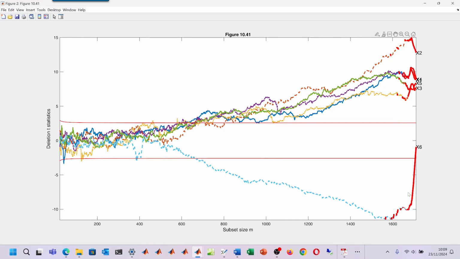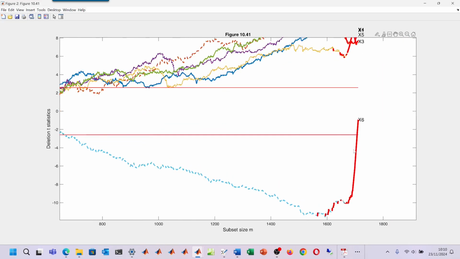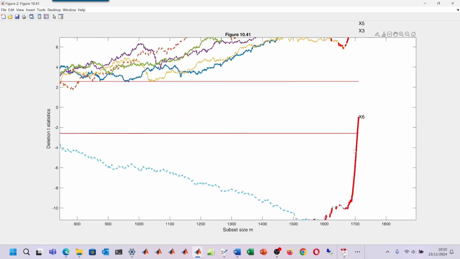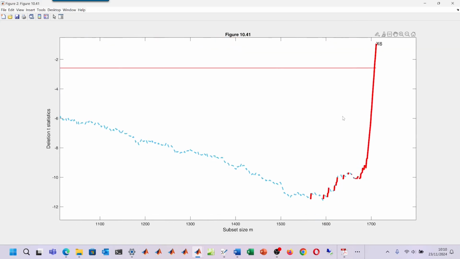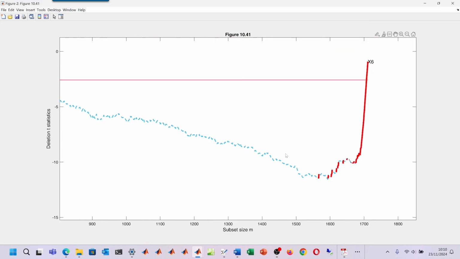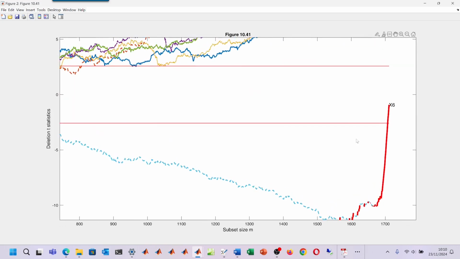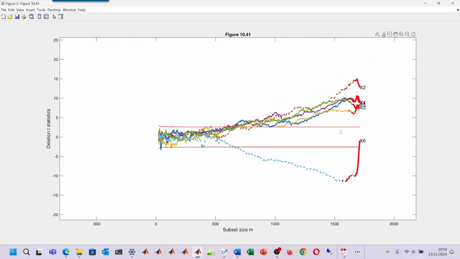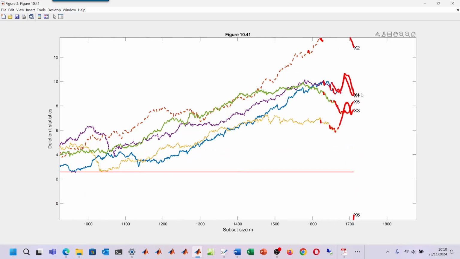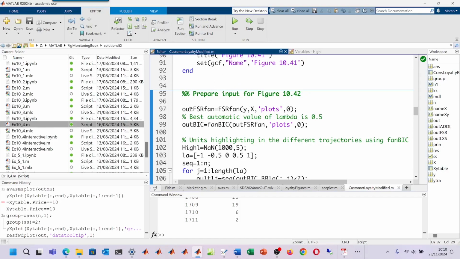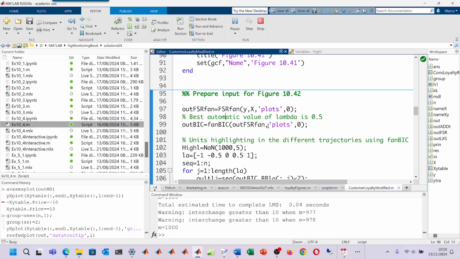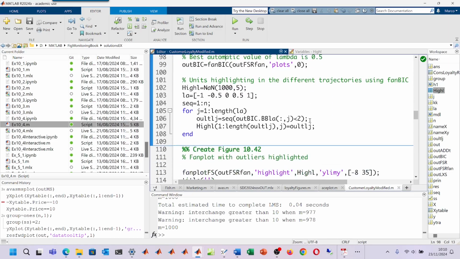And this gives our figure 10.41. It is quite clear that, particularly for the lowest trajectory, which is x6, the introduction of these outlying observations has an enormous effect. The variable goes from being highly significant to being non-significant. The effect on the other trajectories is nothing like so strong. Yes, they remain significant. Now we do our automatic procedure for finding the best value of lambda, which in this case turns out to be 0.5.